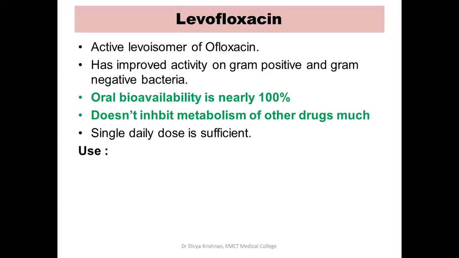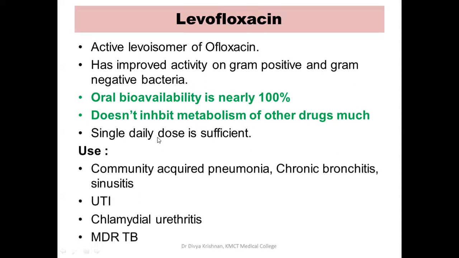Now we come to the second generation fluoroquinolones. So one of the first ones is levofloxacin, which is actually the levo isomer of the first generation fluoroquinolone, ofloxacin. As we already told you, the second generation ones have more activity on gram-positive bacteria also. So this is one drug which has a high oral bioavailability, that is, nearly 100%. So the bioavailability will be the same with the oral as well as the IV routes. It doesn't inhibit the metabolism of other drugs much. And a single daily dose is sufficient because of its high bioavailability.